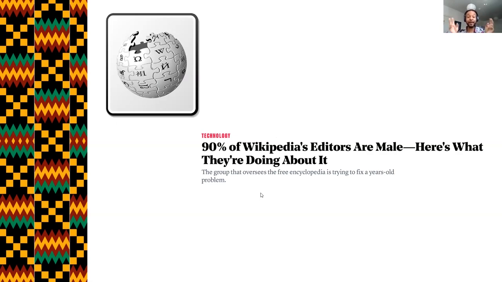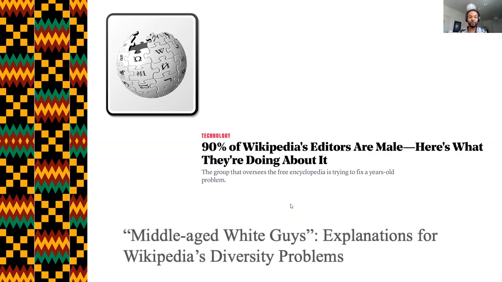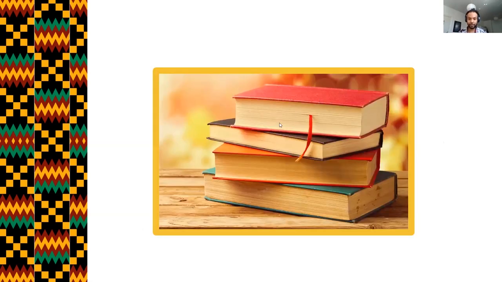So the same white middle-aged men that subdivided Africa in the 19th century are writing Wikipedia as well. Of course, they're not the same people, but there is a bias. So if you try and Google some tiny German city from France, you'll find maybe two pages. Try and Google a massive empire in Africa, you might find one line. There's a reason, right? Middle-aged white guys, diversity problems. There you go.